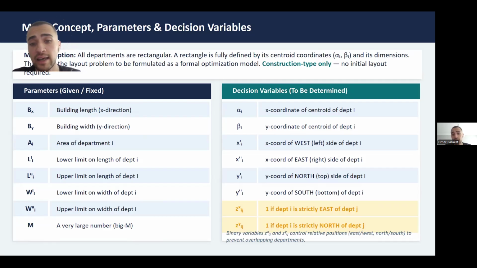If Zijx is equal to 1, department i is strictly to the east of department j, meaning department i's left boundary is at or to the right of department j's right boundary. These binary variables capture the relative spatial positions of department pairs. They're used to enforce both the positional constraints and the non-overlap constraints.